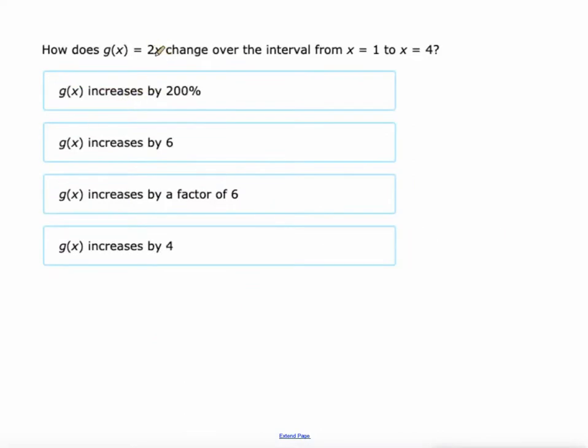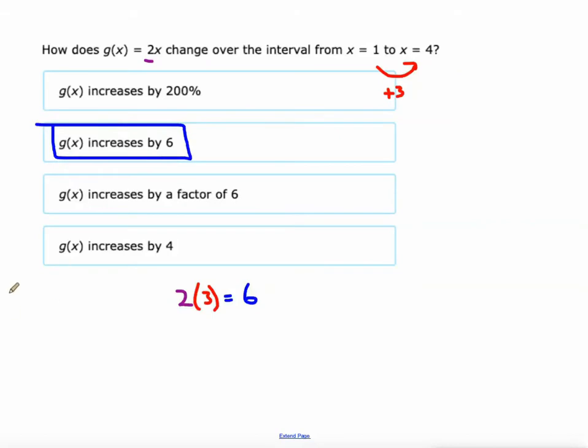But that doesn't work with linear. This is a linear relationship. But we'll look at the interval here. It's an interval of 3. But we can still do this, though. We can do 2 times 3, and that'll give us 6. So since it's linear, it increases by 6, not by a factor of 6, just by 6. So it used to be 2 times 1, which is 2, and now it's 2 times 4, which is 8. The difference from 2 to 8 is 6.